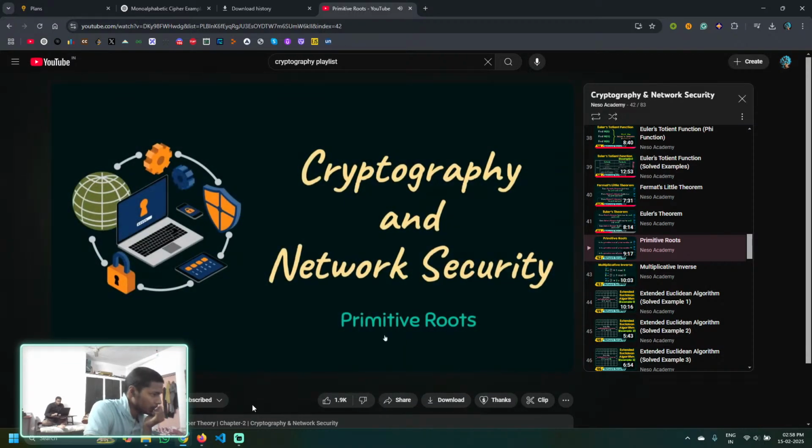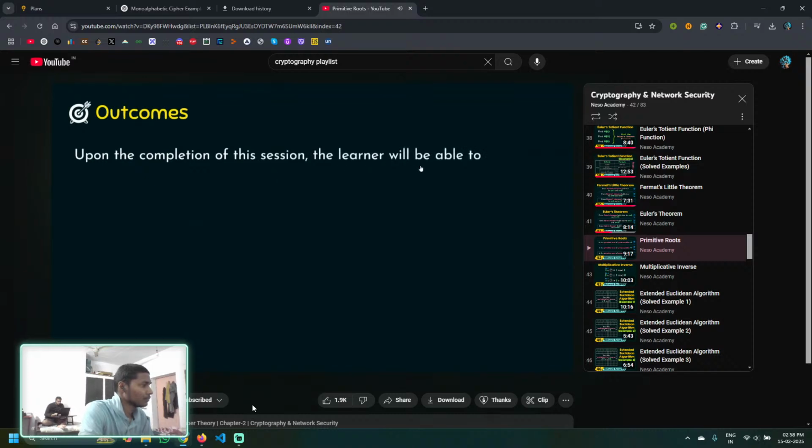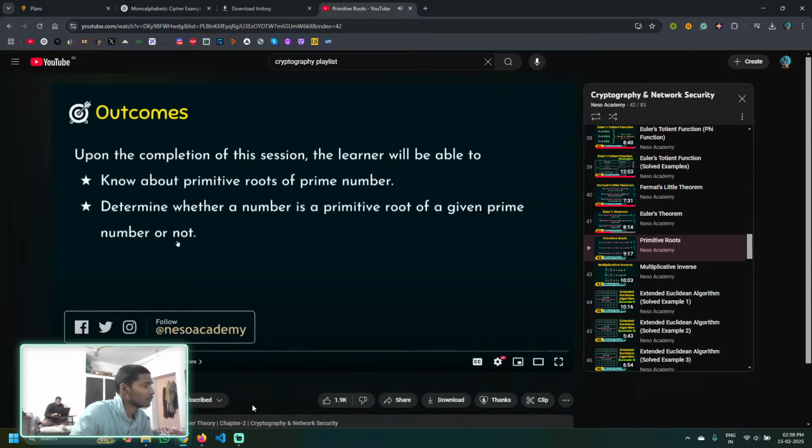In this presentation, we are going to find the primitive roots. As usual, let's start the session with the outcomes. Upon the completion of the session, the learner will be able to, outcome number 1, know about primitive roots of prime numbers, and we are going to see the Diffie-Hellman key exchange process. There we need the concept of primitive roots, and that's why I am providing the fundamentals here itself. So keep track of this lecture. It will be really helpful for us to solve the problems when we see the Diffie-Hellman key exchange algorithm and problems.